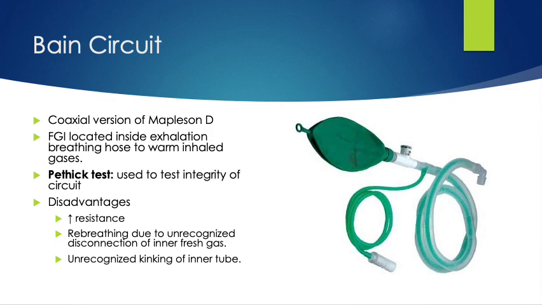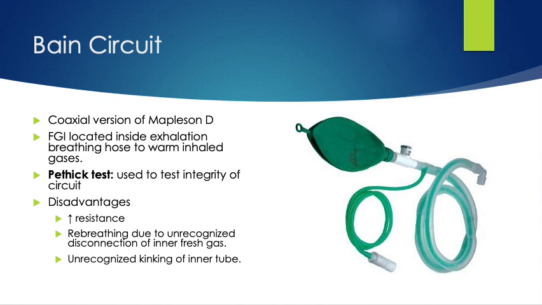Okay, so next is a Bain circuit. This is the coaxial version of the Mapleson D. You can see here with the green tubing, the fresh gas flow is located inside the exhalational breathing hose. So the exhalational breathing hose is that clear type plastic tubing around the green tubing, which is the fresh gas inflow. So to test the integrity of this system, you use a Pethick test. This is used to assess the integrity. So this assesses the low pressure system and the integrity of the inner tubing.